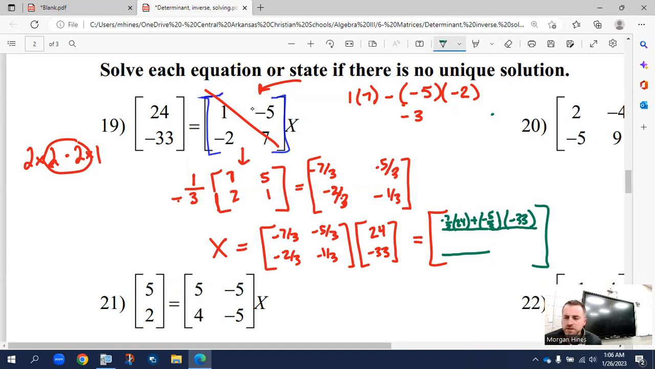Let's see. So times 24, 8, that's -56 plus 55. -56 plus 55 is -1.